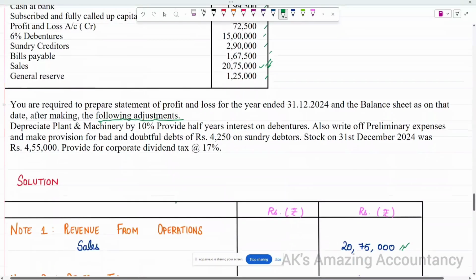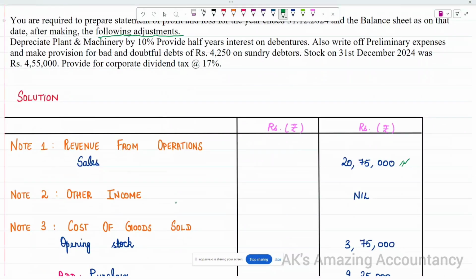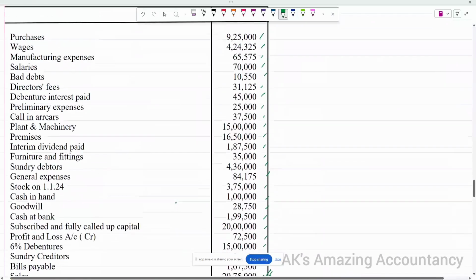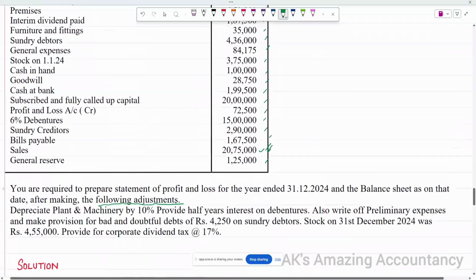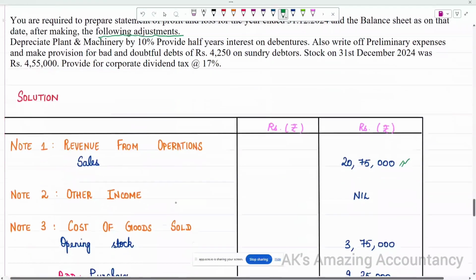So now we have started preparing the notes. Note 1 is already over. Note 2 is for other income. So we have to see whether we have any item relating to other income here. Actually, under other income, we'll be having items like interest received, dividend received, and all that. As far as this problem is concerned, we don't have any interest received, we don't have dividend received also. So, note 2, other income will be nil.